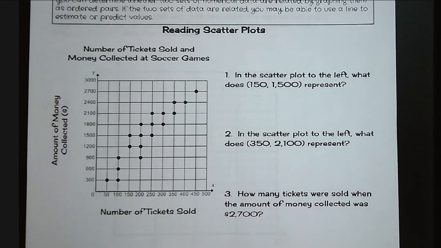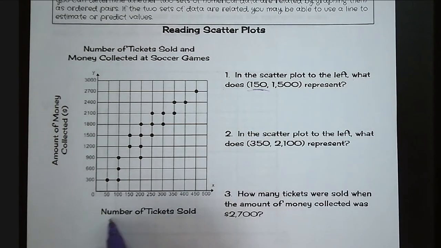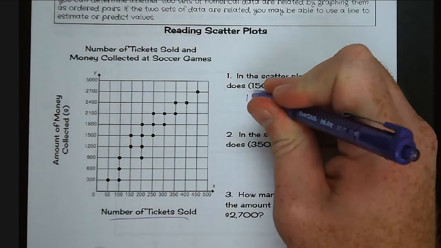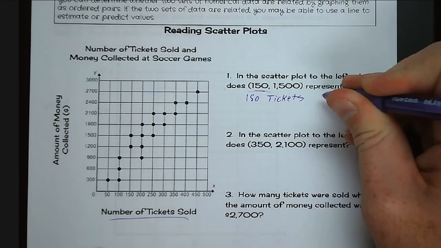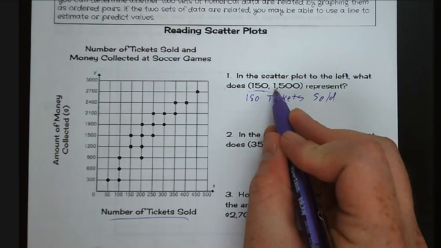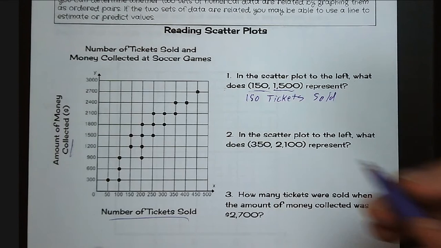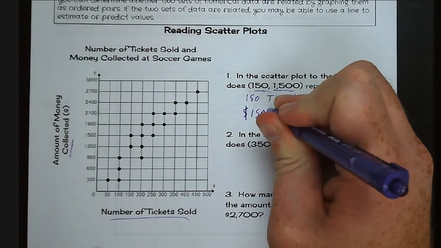Now, the first question says, in the scatter plot to the left, what does the ordered pair 150 and 1,500 represent? So 150 is our x-axis, which is tickets sold. We have 150 tickets sold. And our 1,500 is our y value, which is the amount of money collected. So we have $1,500 collected.